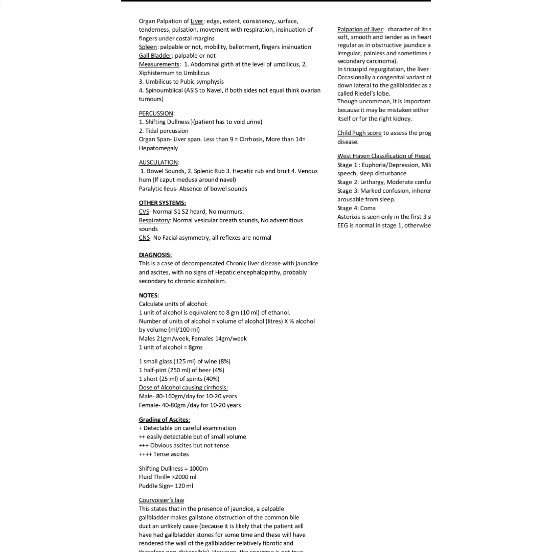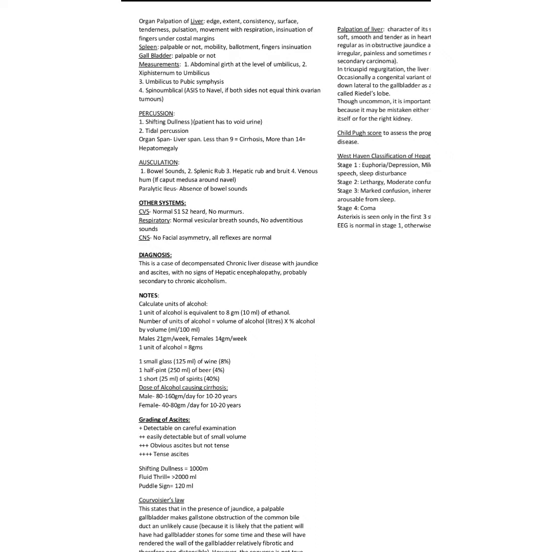Now we'll discuss percussion. In percussion, you need to check for the shifting dullness. It's positive if 1 liter of fluid is present, and the patient has to void urine before you perform this shifting dullness, and then do the tidal percussion to differentiate lung and liver pathology. And then organ span should be measured with the percussion.